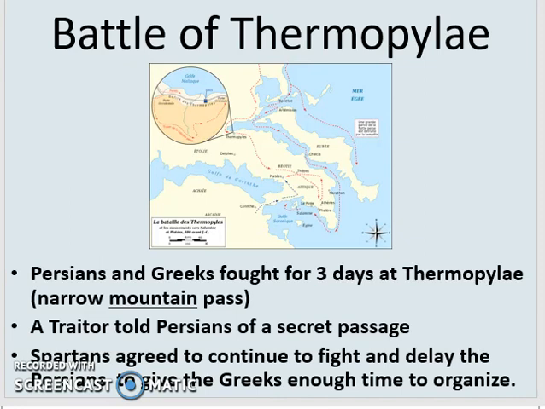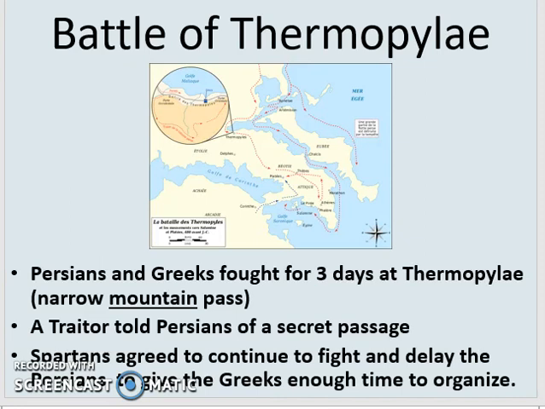The way that the battle worked, the Persians and the Greeks fought for 3 days at Thermopylae. Now, this is a narrow mountain pass, which means there's land where they're standing. Immediately to one side of them is the sea, and immediately to the other side is a very tall mountain. So it's a very skinny area that actually has land. So this was intentional on the Greek side, because they didn't have as many people.